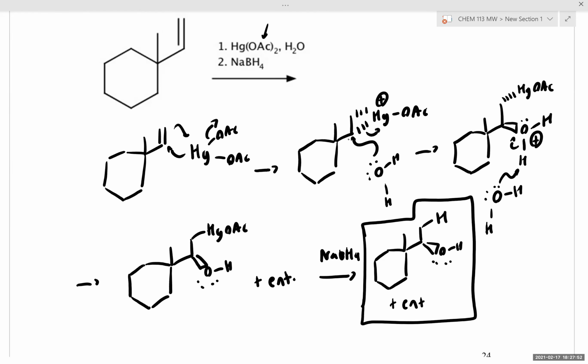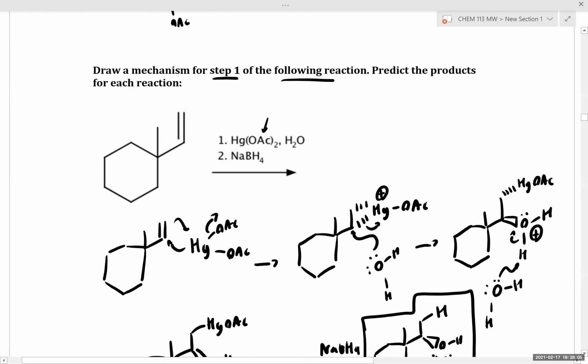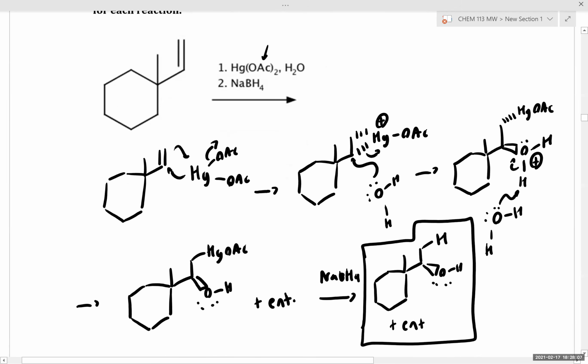Yeah, usually on the exams I'll explicitly say you can skip mechanisms involving organometallic intermediates. So you can skip or draw. In this case, I instructed you to draw the mechanism for step 1. Does that make sense? Yes, thank you.